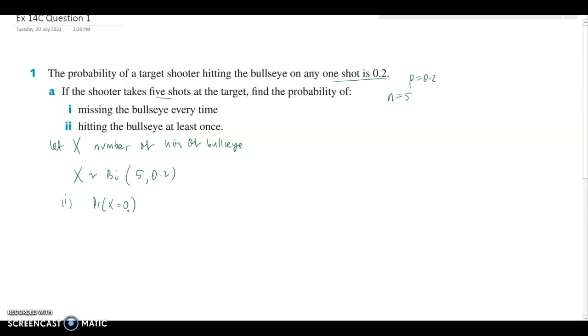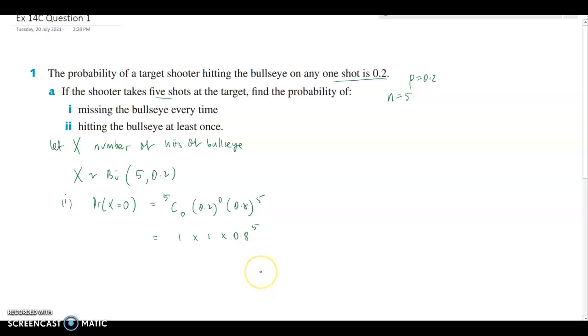Now, there are, of course, 2 ways of doing this. We can do this by hand. So how about we set this up by hand? We do this as 5C0, 5 shots, 0 successes, multiplied by 0.2 raised to 0 and 0.8 raised to the 5. We should know by now that 5C0 is equal to 1, and 0.2 to the 0 is also equal to 1. So we just need to work out what 0.8 to the 5 is equal to.